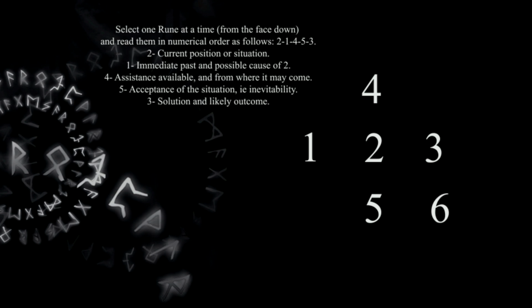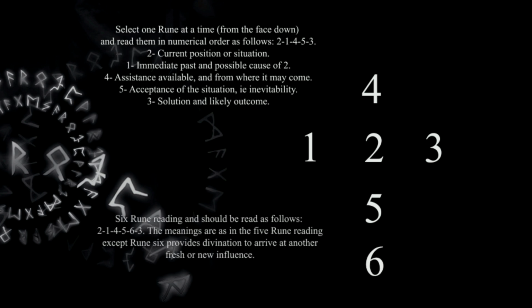The layout for the 6 rune reading is the same as the 5 rune reading, except an extra stone or card is chosen. This reading adds a fresh influence from the previous 5 rune readings and should be read as follows: 2, 1, 4, 5, 6 and 3. The meanings are the same as in the 5 rune reading, except rune 6 provides divination to arrive at another fresh or new influence.